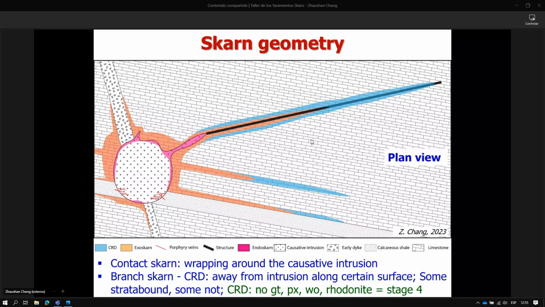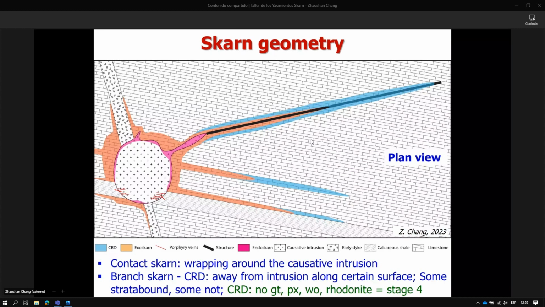Okay, so this is the summary of the skarn geometry. This is a plan view, so you may have an early intrusion here, then you have your causative intrusion coming up here, and your wall rock is limestone, with some interlayered shale. So suppose we have this type of setup. We have the wall rock like this, and we have the intrusive sequences like that.